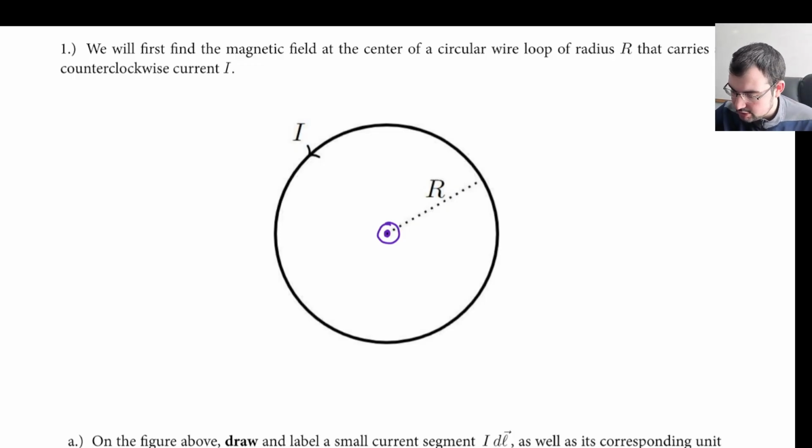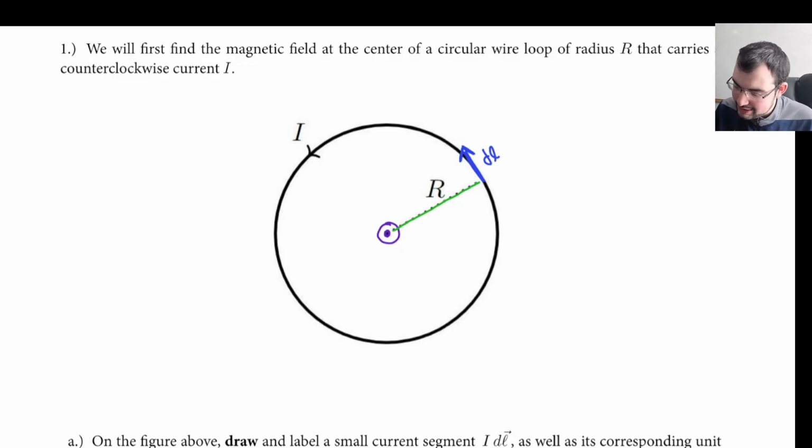Okay, so we're going to draw ourselves a current segment as well as its corresponding unit vector. So let's pick the one that's already labeled, this radius that's already labeled. So again, this is a circle. So a small current vector, IDL or just DL, it's up to you where you want to include the current, is going to look like that. And then our distance vector points, it's that distance vector between our observation point here.